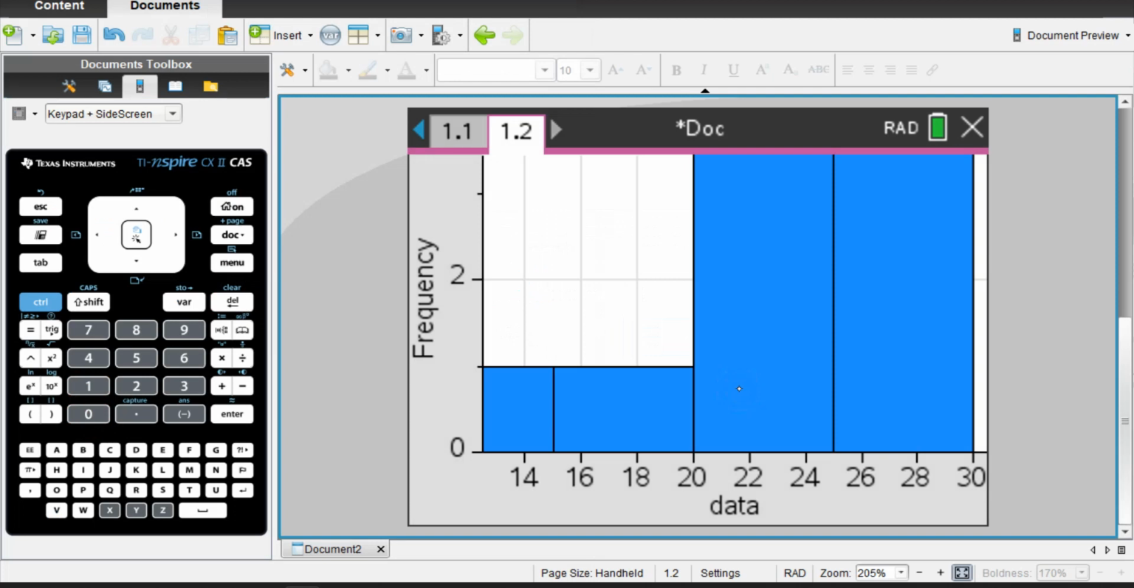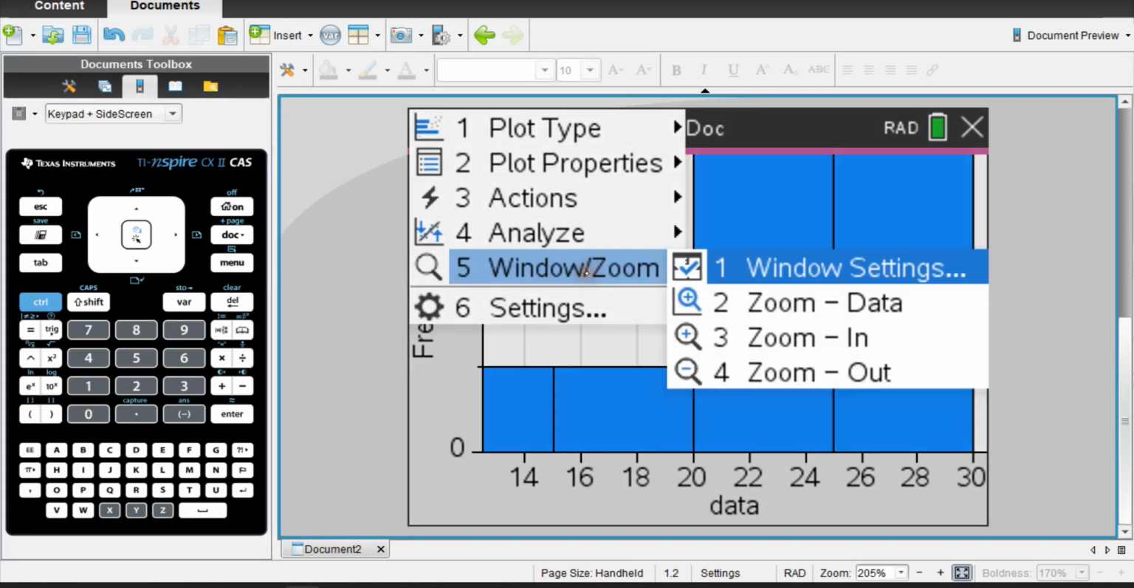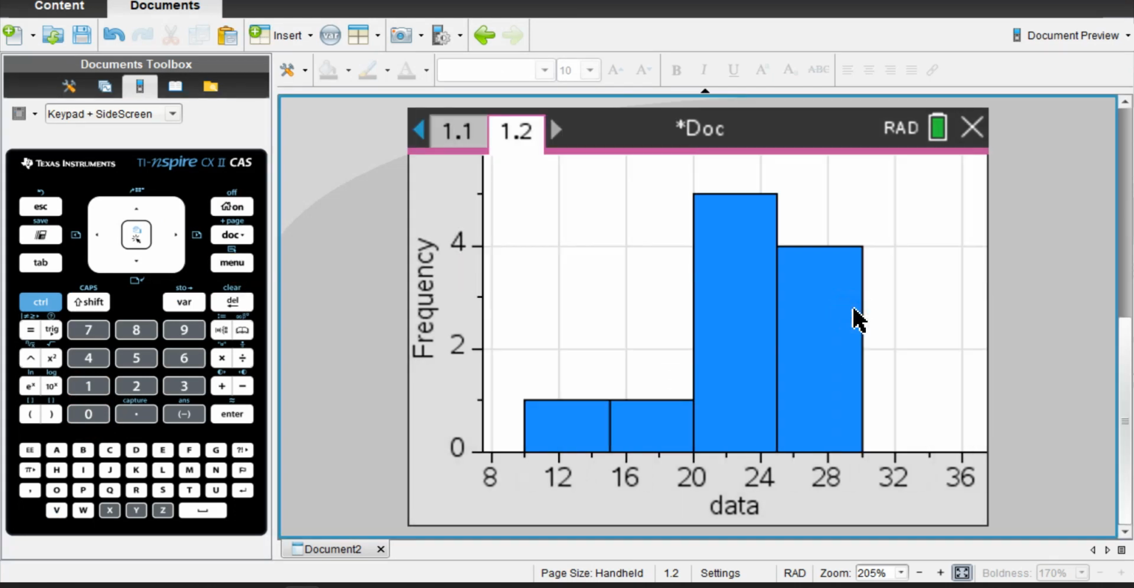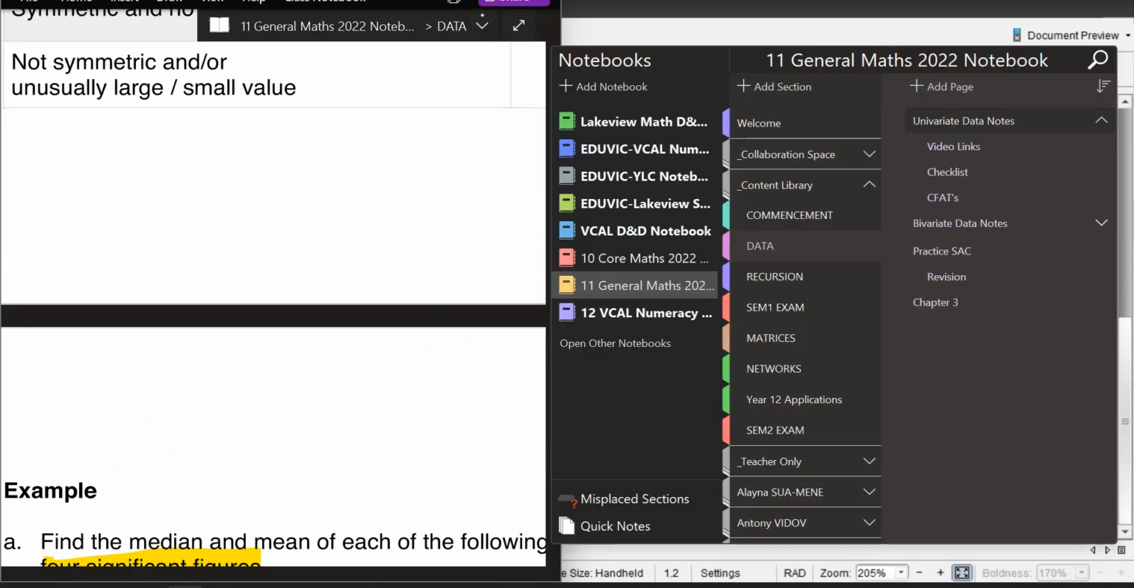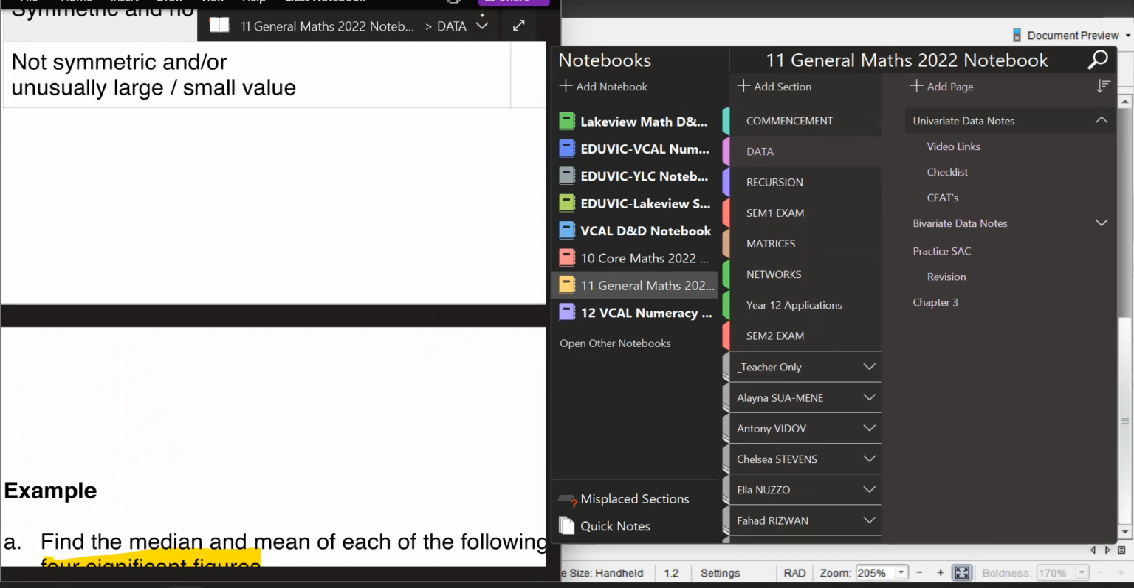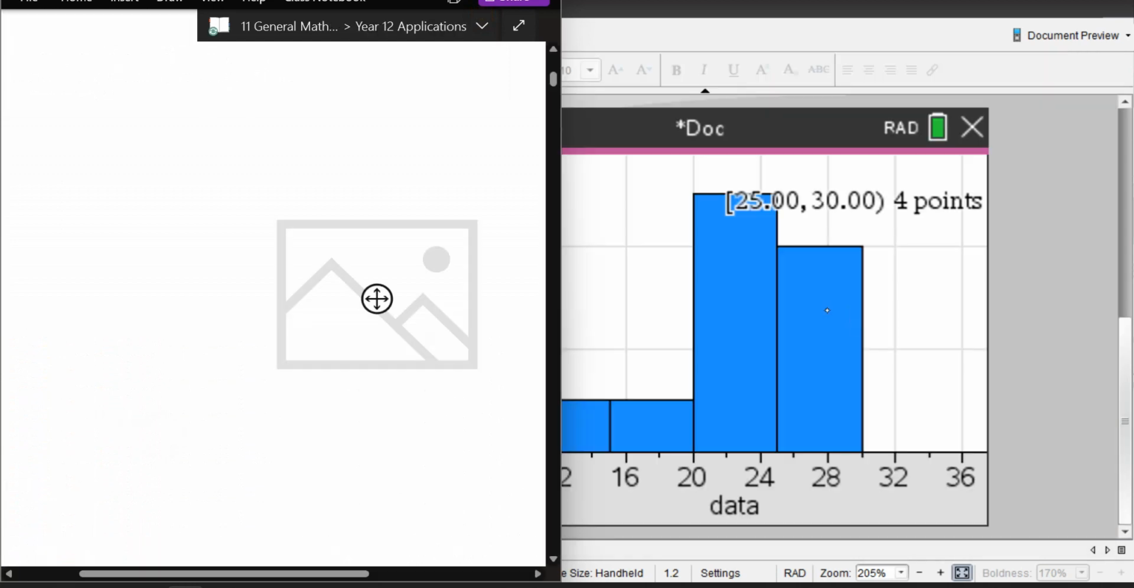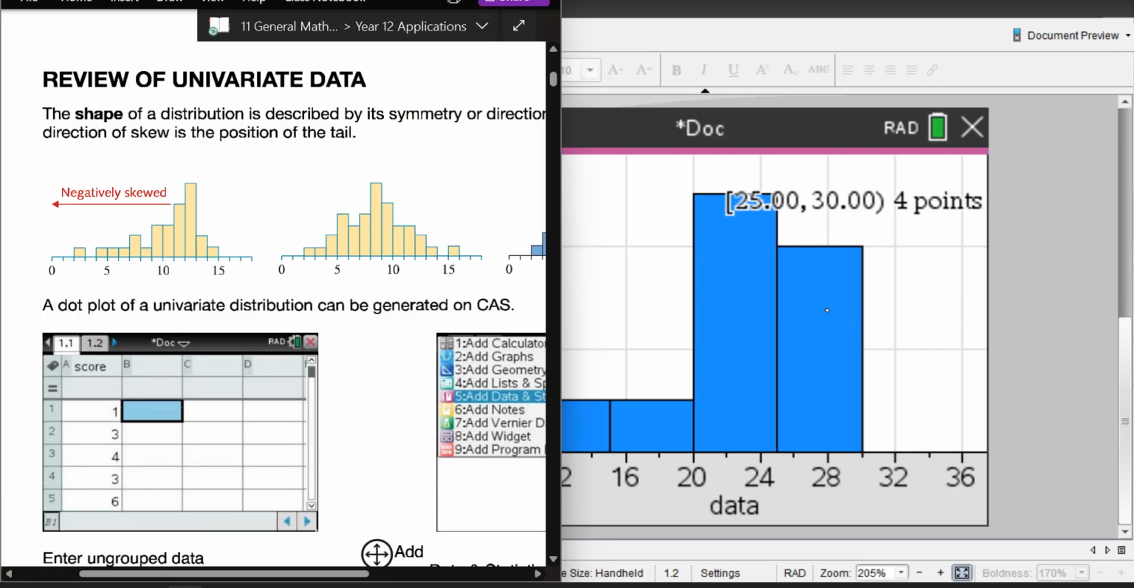Okay, and then if it does that, go menu, and then zoom the data, and there's my histogram. If I ask you what shape this histogram is, what kind of skew is it? Look at our notes. Is it negatively skewed? I would say so, based on what Zaid mentioned.